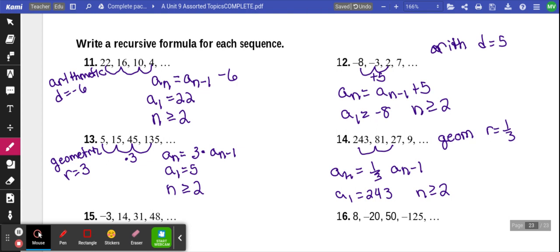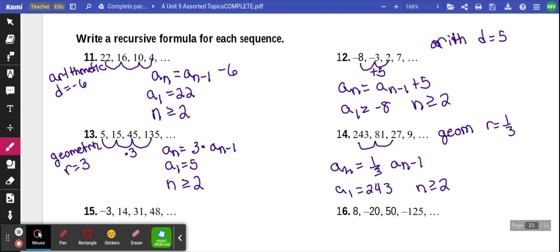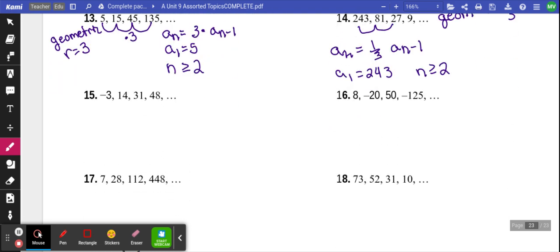So number 12, here it's arithmetic because we're adding 5 each time. So our common difference is 5. Therefore, our equation is a sub n equals a sub n minus 1 plus 5. A sub 1 equals negative 8, and our domain is n is greater than or equal to 2. 14 is geometric. Our common ratio is 1/3. So our equation is a sub n equals 1/3 times a sub n minus 1. A sub 1 equals 243, and n is greater than or equal to 2.